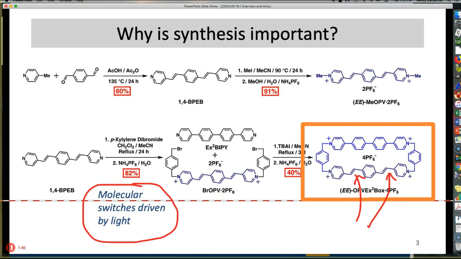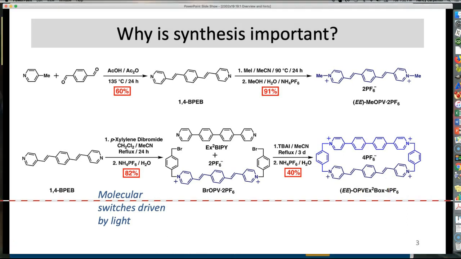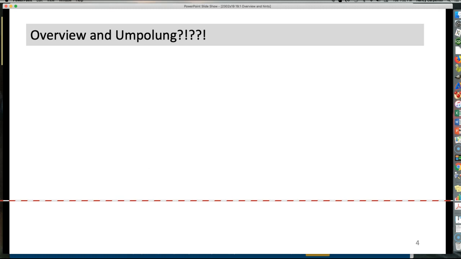So synthesis in terms of making new molecules has really broad applications, from medicinal uses to photovoltaics to you name it. So that's why it's important.